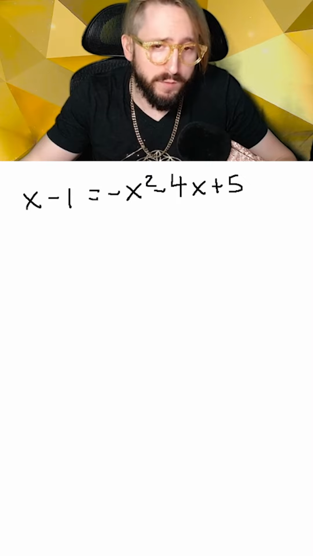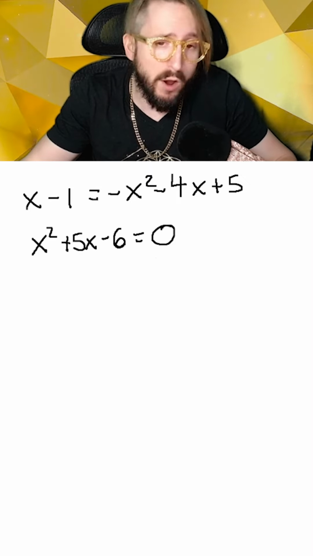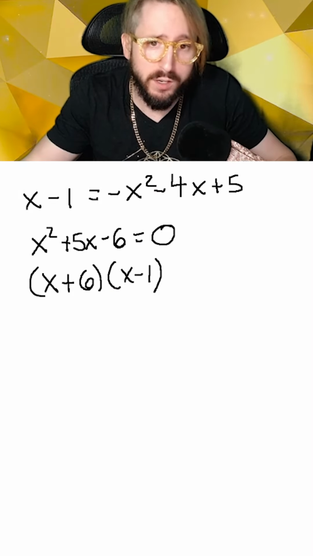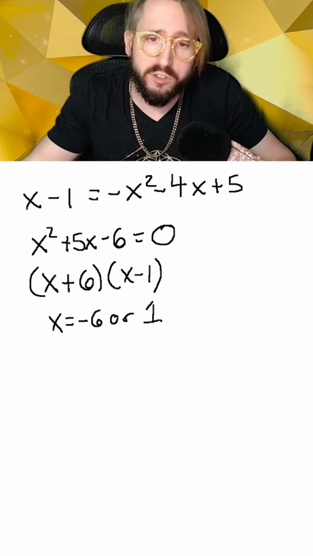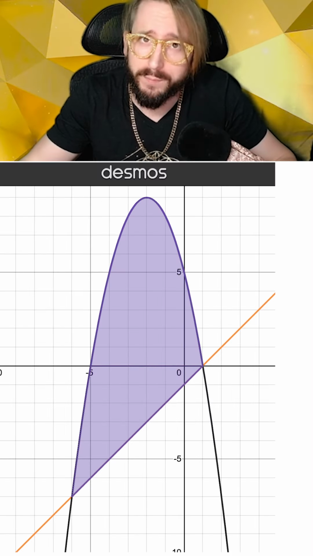So what I'm going to do is set these two functions equal to each other. Now I'm going to simplify by putting all the x's on one side, and now I notice this is a quadratic that I can just factor into (x + 6) and (x - 1). So my intersection points occur at -6 and 1. And these are our endpoints.